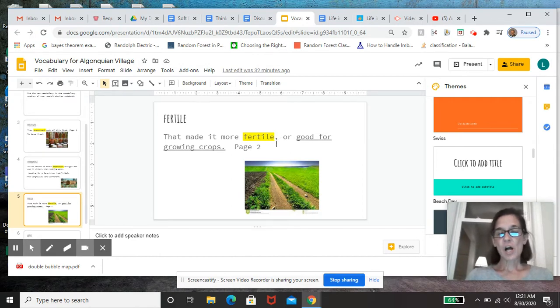And so here's a comma, and then look, the definition for fertile, good for growing crops. It's right there. You don't have to look it up in the dictionary. It's right there. So here's a picture of fertile soil, which is good for growing crops.